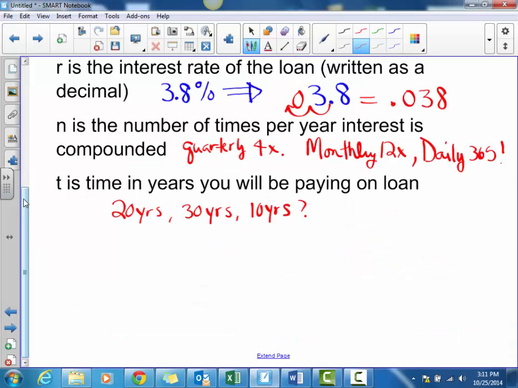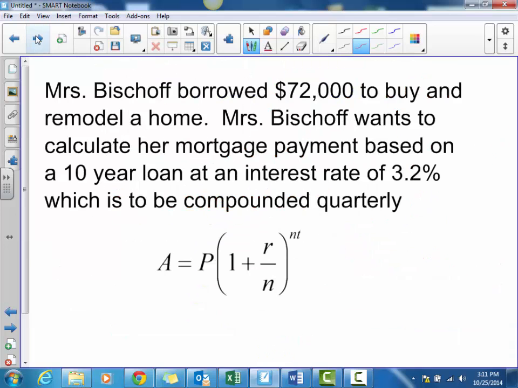Okay, so let's calculate some interest. Mrs. Bischoff borrowed $72,000 to buy and remodel a home. Mrs. Bischoff wants to calculate her mortgage payment based on a 10-year loan at an interest rate of 3.2%, which is to be compounded quarterly. Let's see what we know.